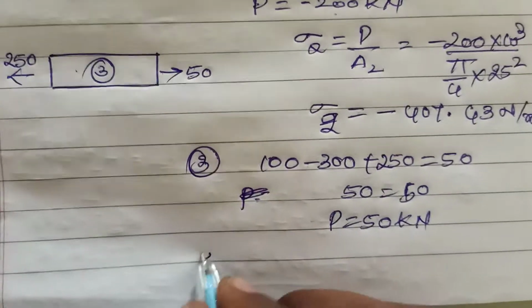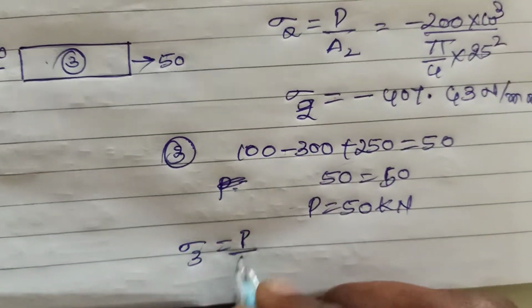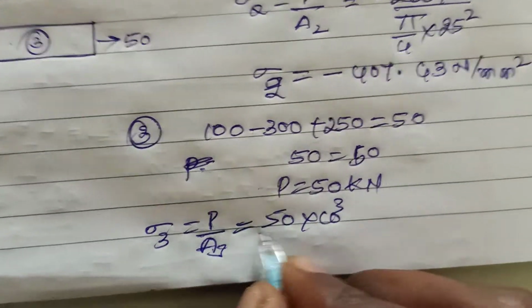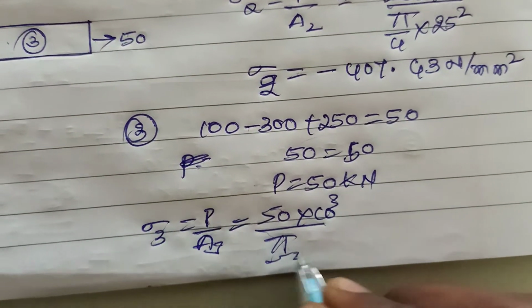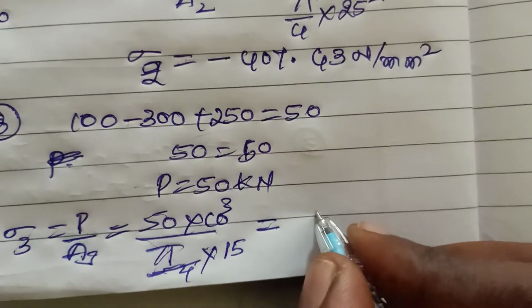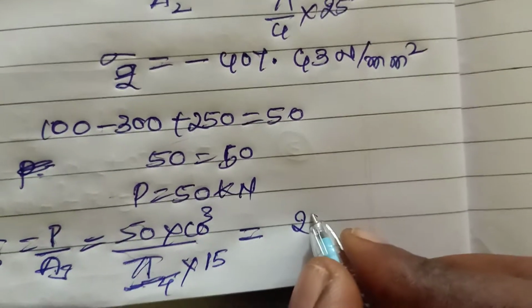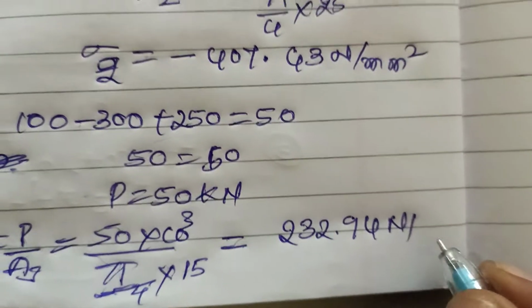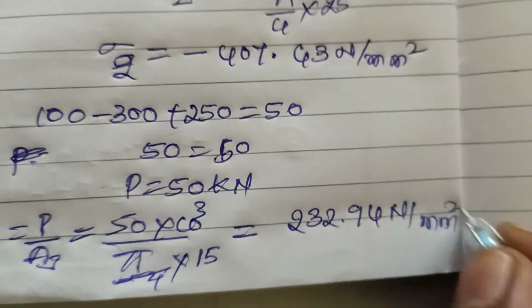Then the effective load is P is equal to 50 kilonewton. Then calculate sigma 3, P divided by A3, P is equal to 50 into 10 raised to 3, pi by 4 into diameter, here it is 15 mm, 15 squared. After calculation, sigma 3 is equal to how much? You are going to get 232.94 Newton per mm square. So these are the stresses which are generated in each section.